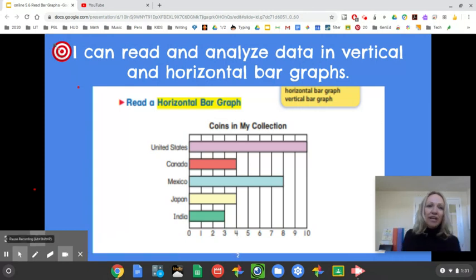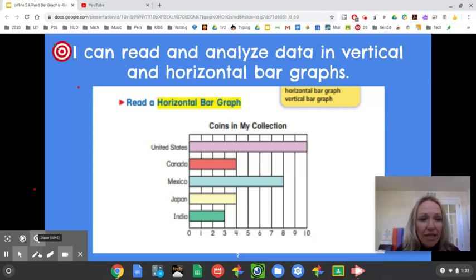All right, go ahead and get your bow and arrow out. I can read and analyze data in vertical and horizontal bar graphs. All right, team, so look right here. This is a horizontal bar graph. This is very similar to what we had yesterday. What is some information that you notice on this bar graph?